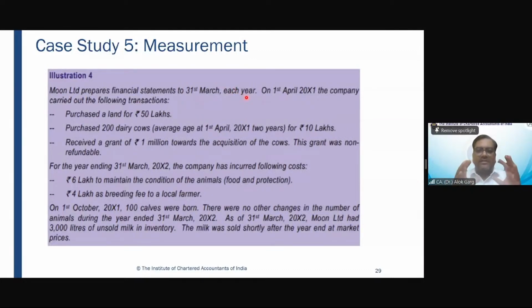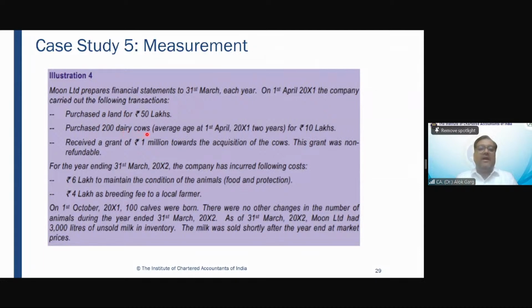You need to focus on how I'm reading this question. Moon Limited prepares financial statements to 31st March each year. On 1st April 2001, the company carried out the following transactions. Purchased a land for rupees 50 lakh. Will this land be covered under Ind AS 41? No, this land is Ind AS 16, PPE.